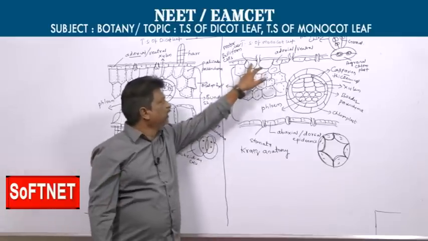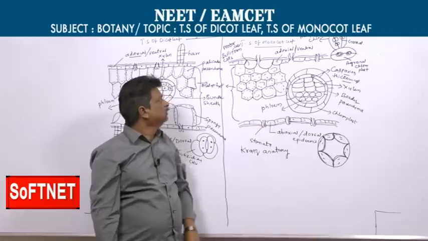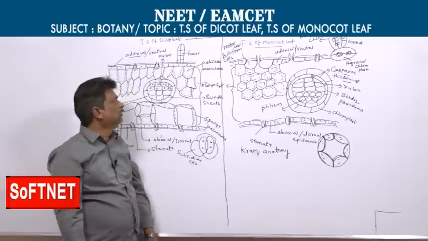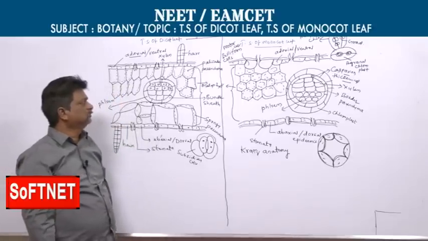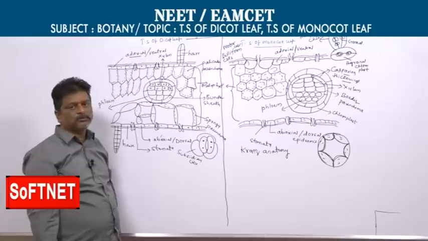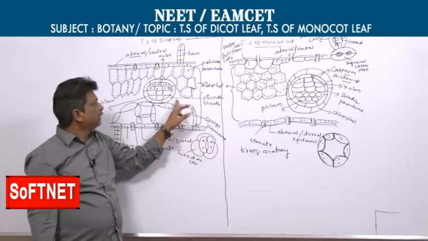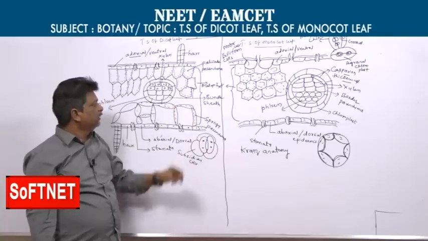Then only in grass leaf, some of the upper epidermal cells are modified, called motor cells or bulliform cells, present in monocot leaf and absent in dicot leaf.